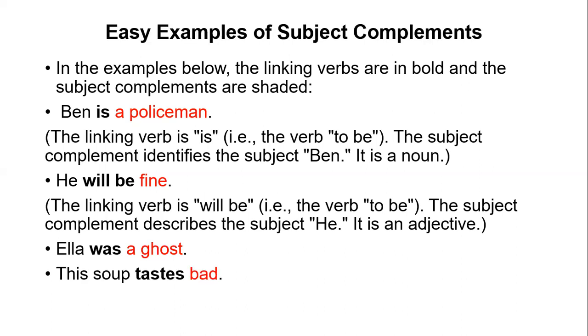In Ella was a ghost, ghost is basically a noun. In the next example, this soup tastes bad. If you focus, this soup is the subject. And how is it? It's bad. So bad is an adjective. Bad is an example of a subject complement because it is telling you more about the soup.